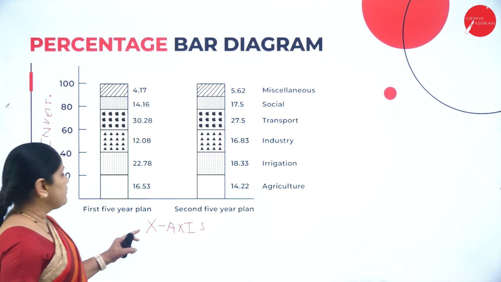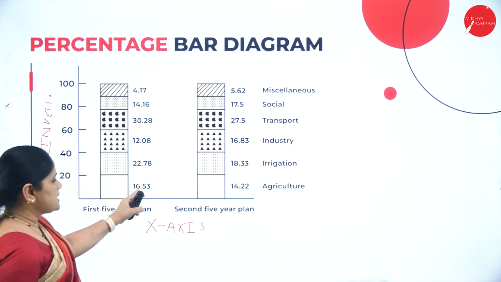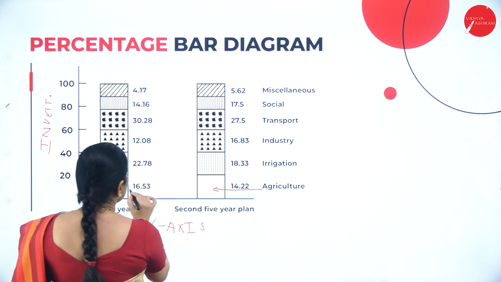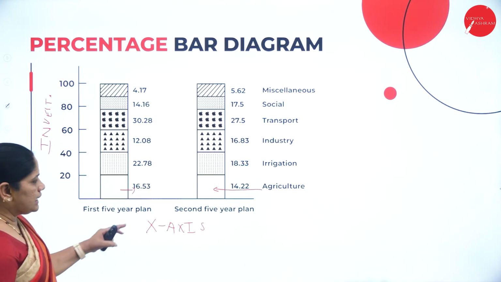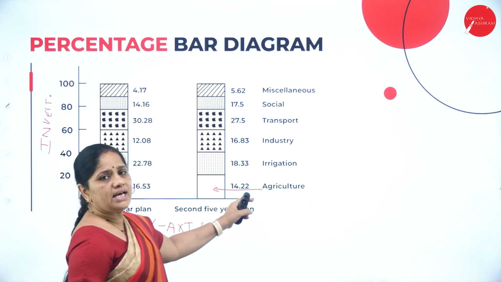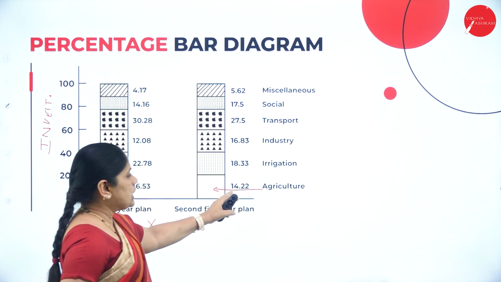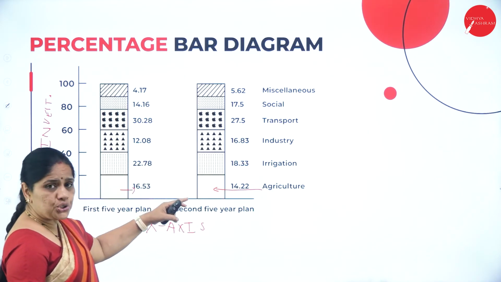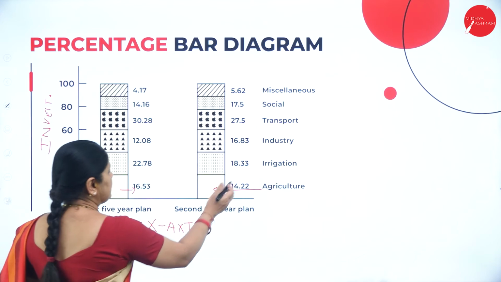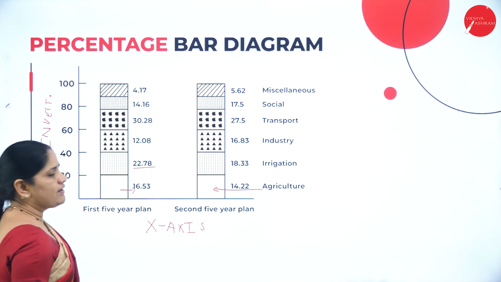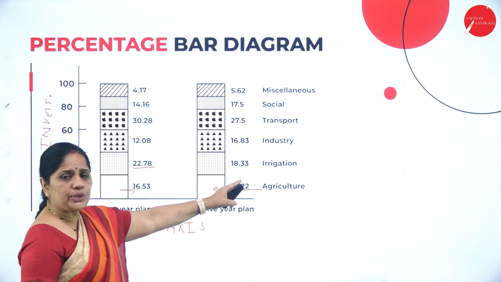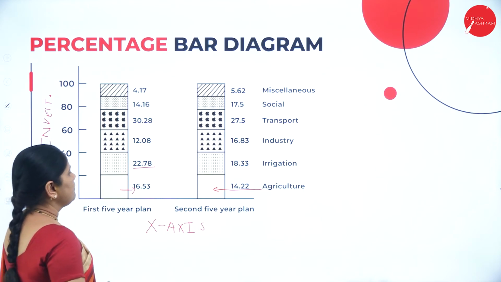Now, in the first 5-year plan, we have this 16.53, which represents the agricultural sector. So, what is the outlay for agriculture in the first 5-year plan? It is 16.53, whereas in the second 5-year plan, it has slowly come down to 14.22. Now, next comes the irrigation sector. In the first 5-year plan, there was an outlay of 22.78, which has been reduced to 18.33 in the second 5-year plan.